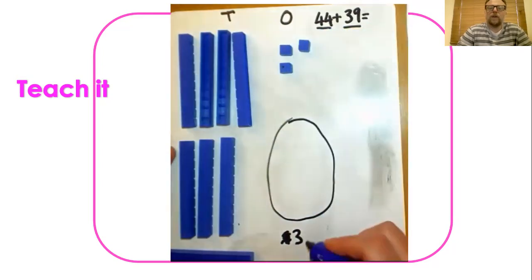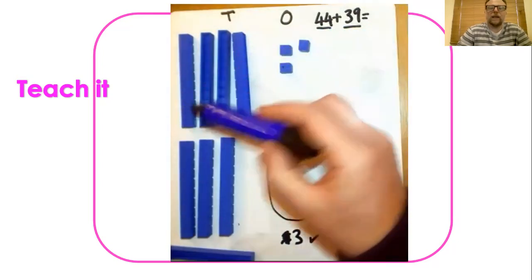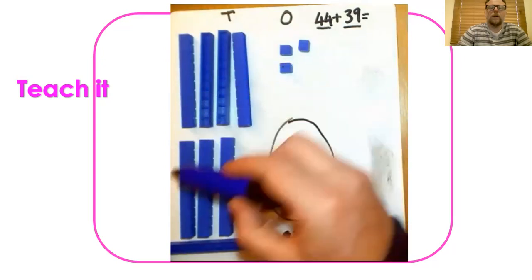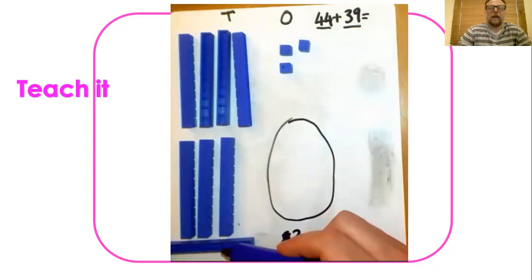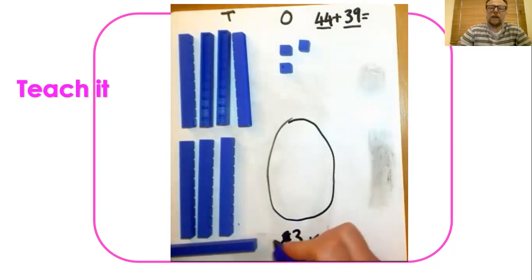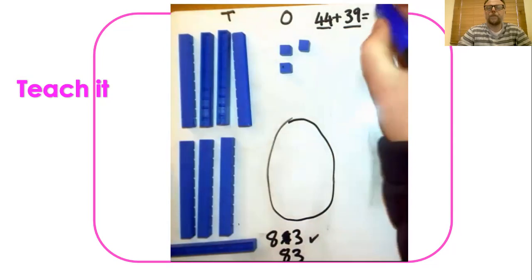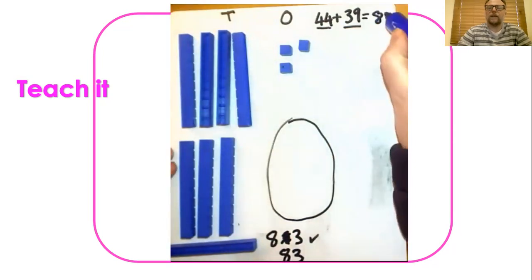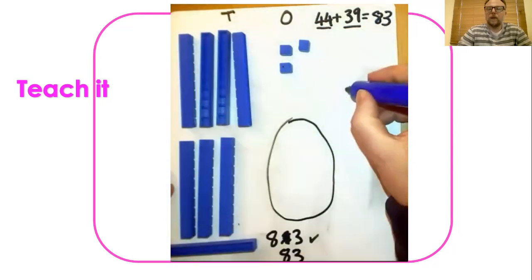So I've got 3 ones, tick, and now I'm going to add up my 10s. 2, 3, 4, 5, 6, 7, and the extra one at the bottom, don't forget the extra one, is 8. I'm going to write it again, so there's a scribbling away. So 44 and 39 is 83.